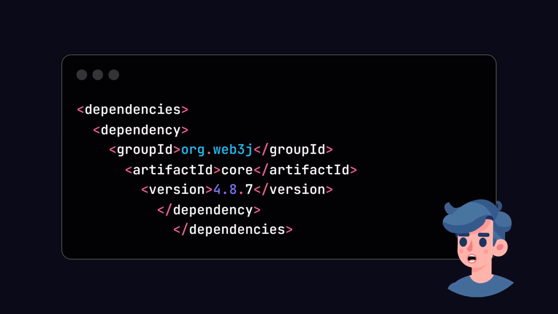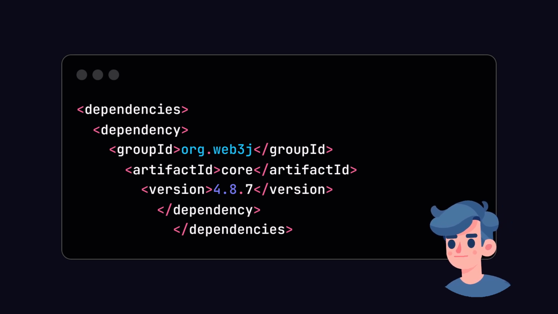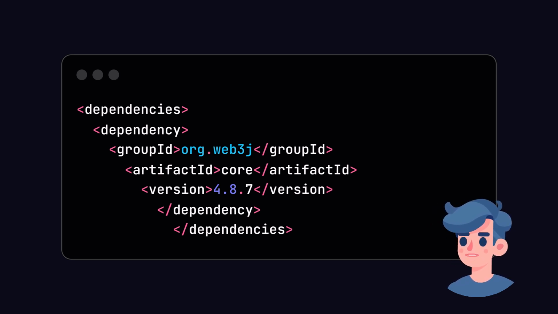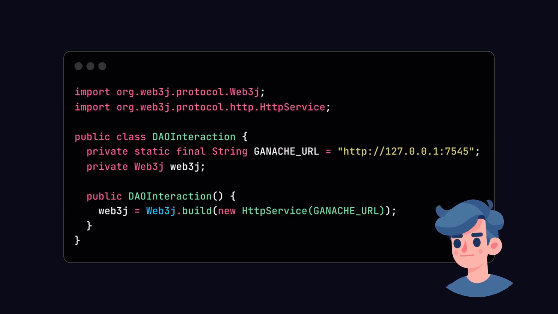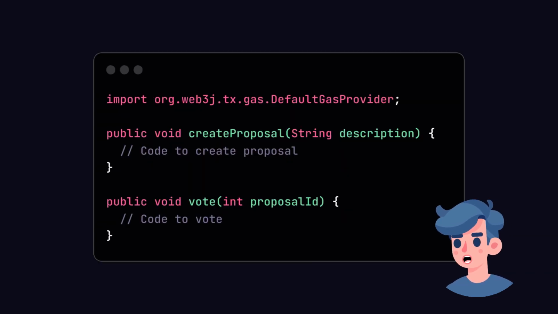Now that our contract is deployed, we will interact with it using Java. To do this, we will set up a Java application using Maven. Create a new Maven project and add the required dependencies to your pom.xml. Next, let's create a class to interact with our DAO contract. Create a new file named daointeraction.java and set up the Web3j instance from the Web3j library to connect with our local Ganache instance.